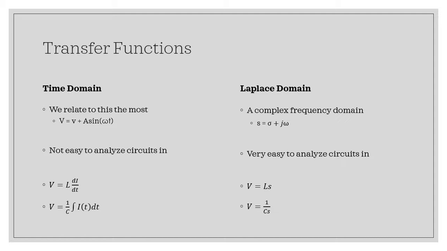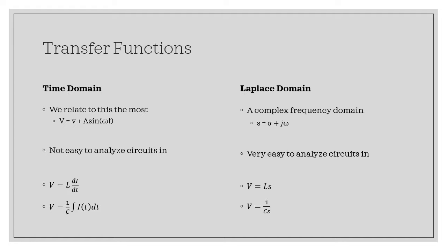So we convert to the Laplace domain, which is a complex frequency domain where our Laplace variable S is equal to rho plus j omega. And rho is kind of similar to the DC component, or steady state, and omega is our angular frequency, and j is the imaginary variable, or complex. Because we're in engineering now, we're not in physics, so we use j for the imaginary component. And we do this because it's much easier to analyze circuits in the Laplace domain.